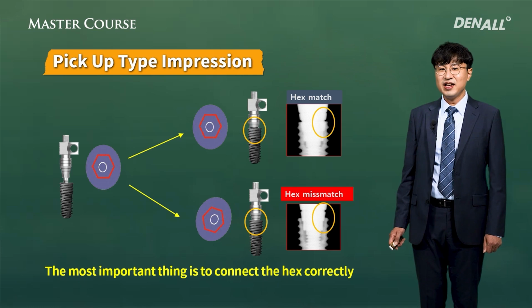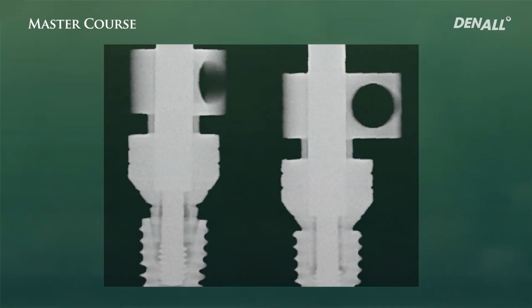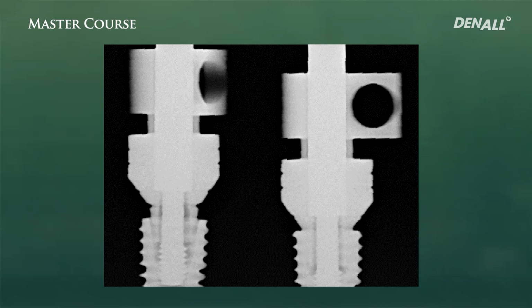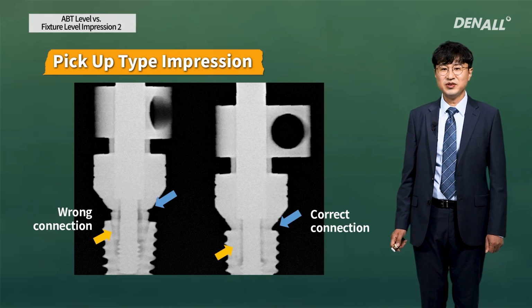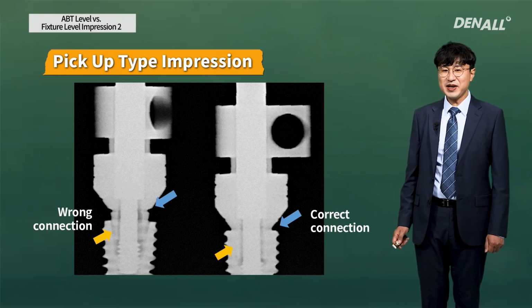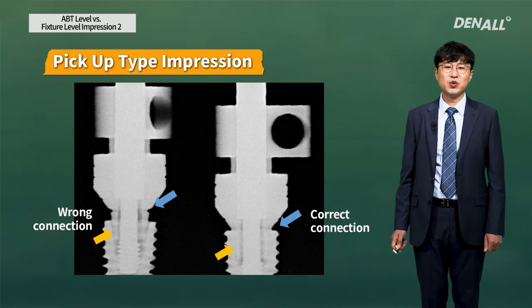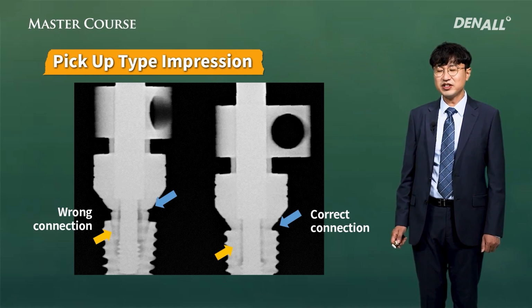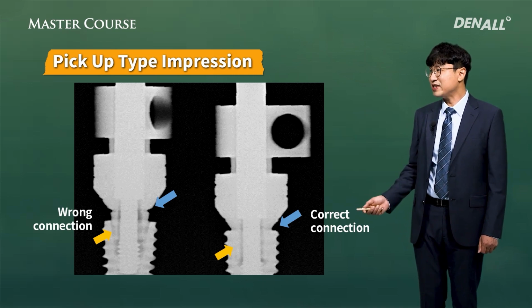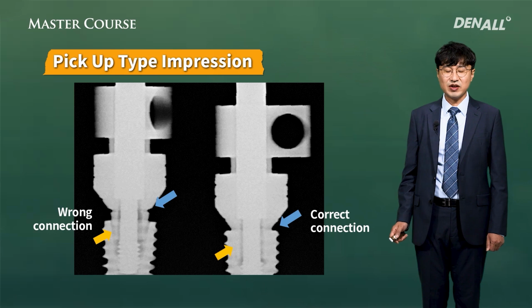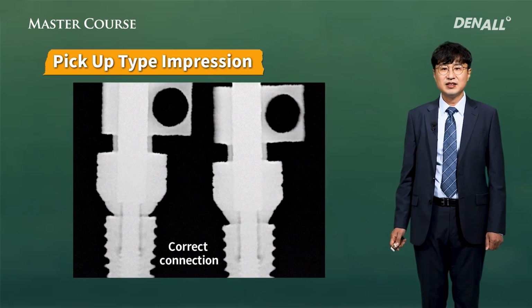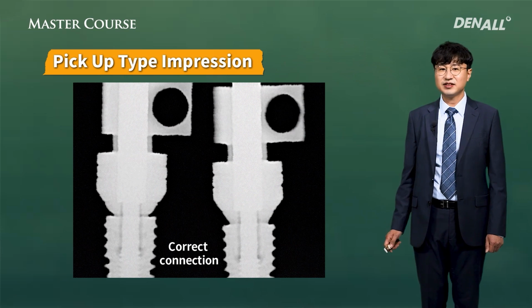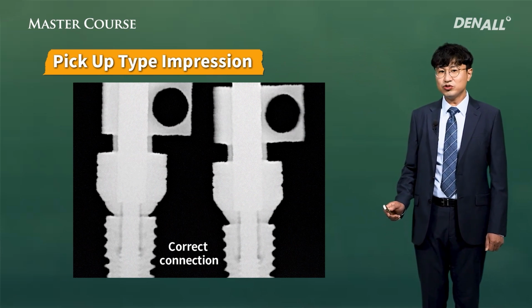The key part is correctly connecting the hex. One is wrong connection here. Let's try to find out which one it is. Can you see it? The same impression coping. There is a notch, and if there is a notch and there is some distance, wrong connection, and there is also a gap that can be used as an identifier, and with that you can distinguish between wrong and correct connection, and this is the correct connection. The hex. Even if it's wrongly connected, this screw still will be tightened, so you really have to be careful.